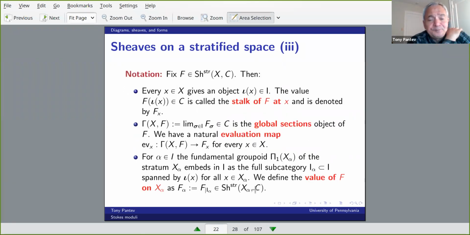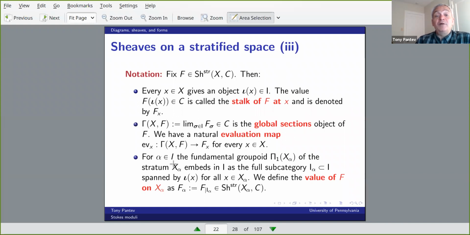And now for such a sheaf, you actually get the whole package of standard objects in sheaf theory. If you have a point in X, it gives you a label, an element in the exit path category. This is just all the paths emanating from that point. The value of the functor on that is the stalk at the point. You have global sections, which is just the limit of the diagram. We have an evaluation map from the global sections to the stalk for every point.